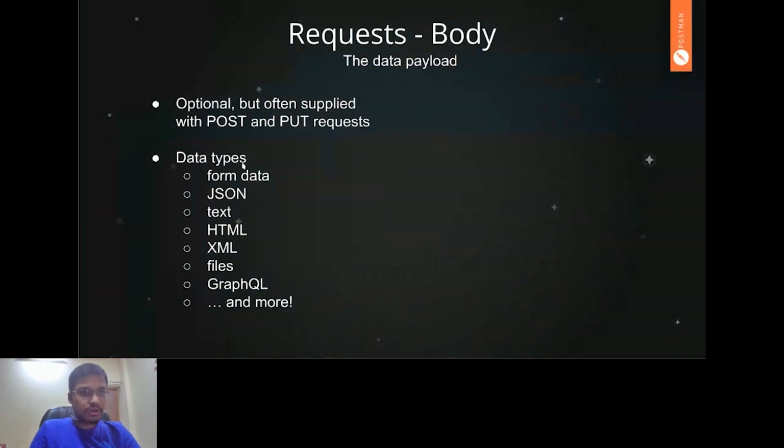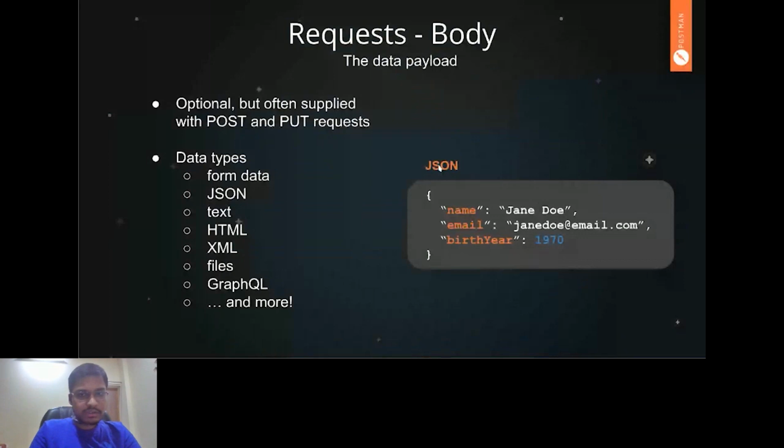So let's get back to what the data types were. You can use form data, JSON, text, HTML, XML files, anything. For this example, we will look at JSON data, right? So this is how JSON data looks. JSON data has keys and values: name, gender, email, birth year, etc. These are the key value pairs that we use when we send in JSON data.